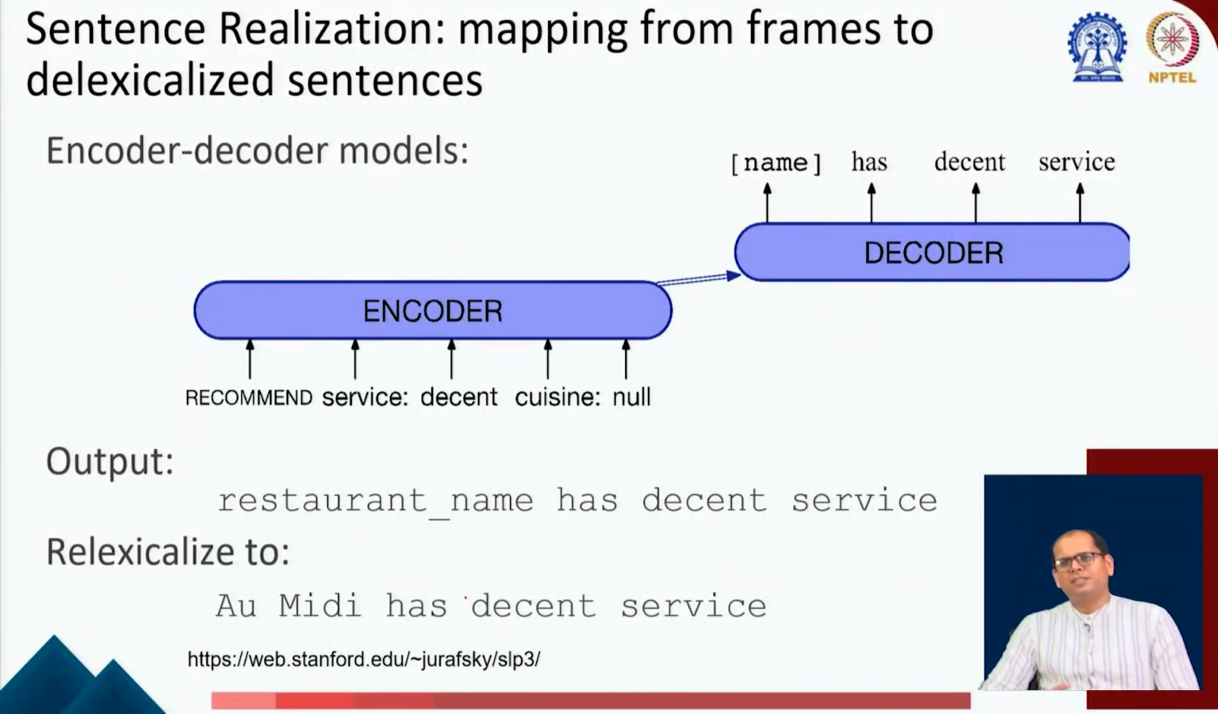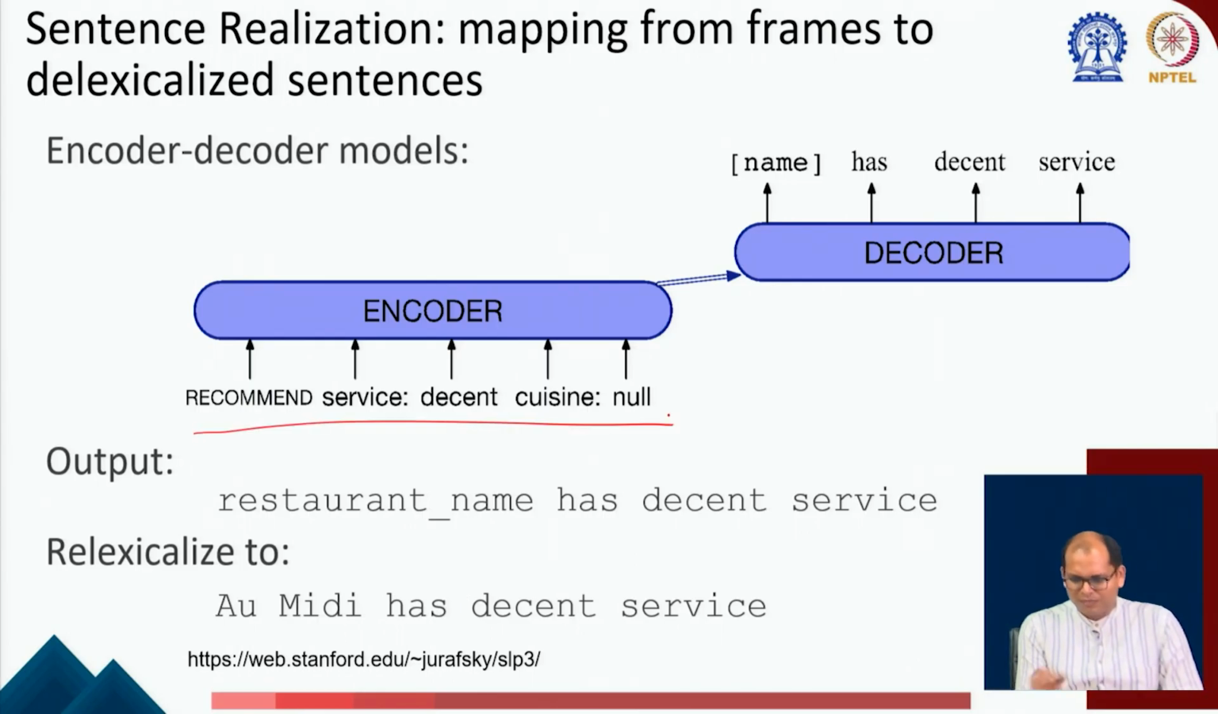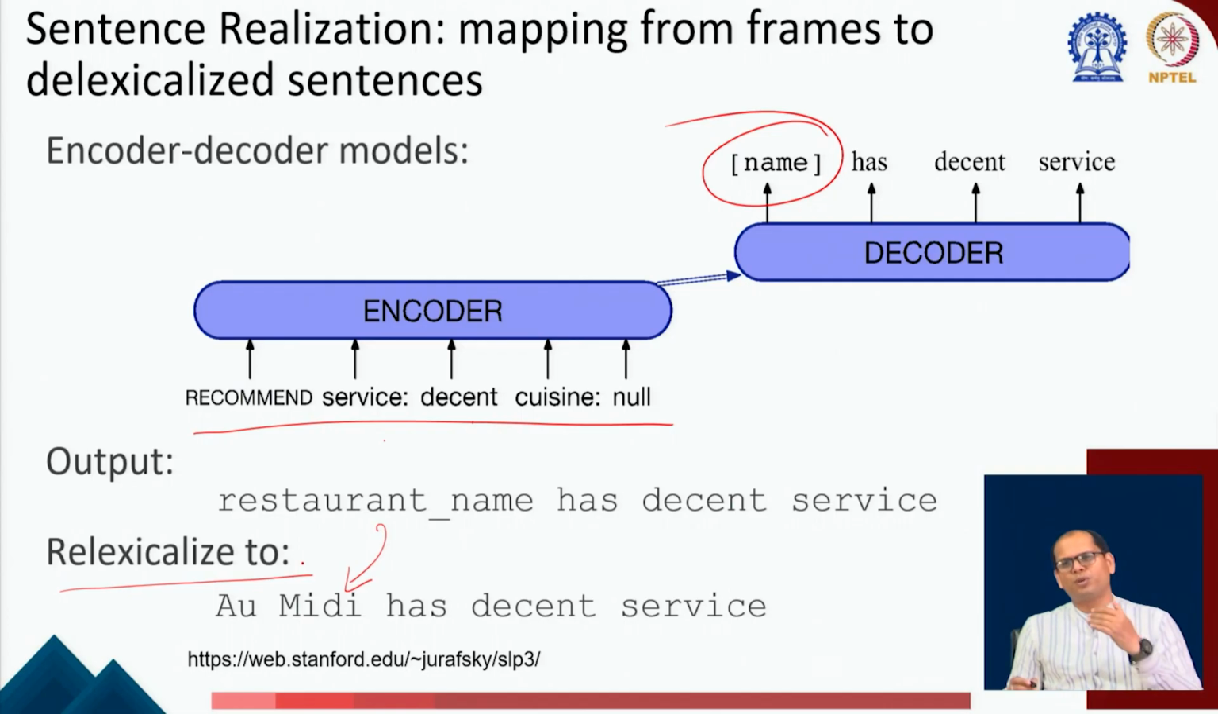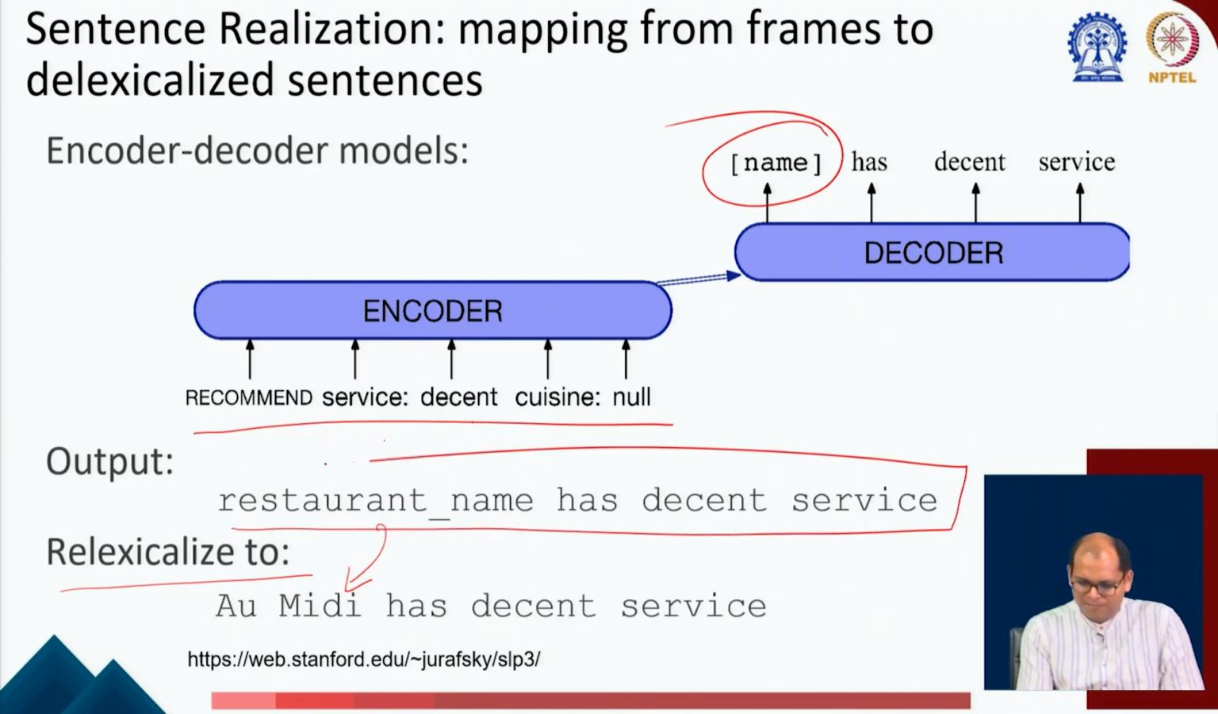Now that you have done this, you can use the standard encoder decoder architecture. Whatever is your content planning will go into your encoder. So, recommend, service decent, cuisine null, and your decoder will say, in delexicalized manner, restaurant name has decent service. So, you can say okay Omidi, and finally you relexicalize from your database where you already have the value. So, you say Omidi has decent service. This is what you learn: given a particular plan with the slots, not the values, this is what I should generate, and then you relexicalize to actually put the values inside.